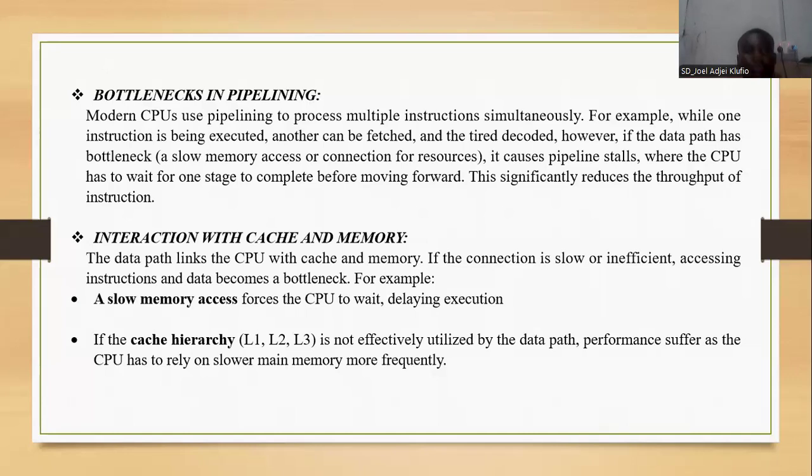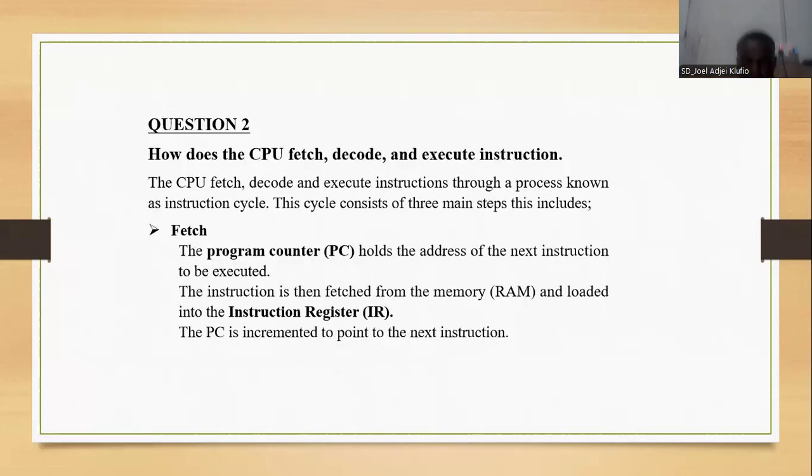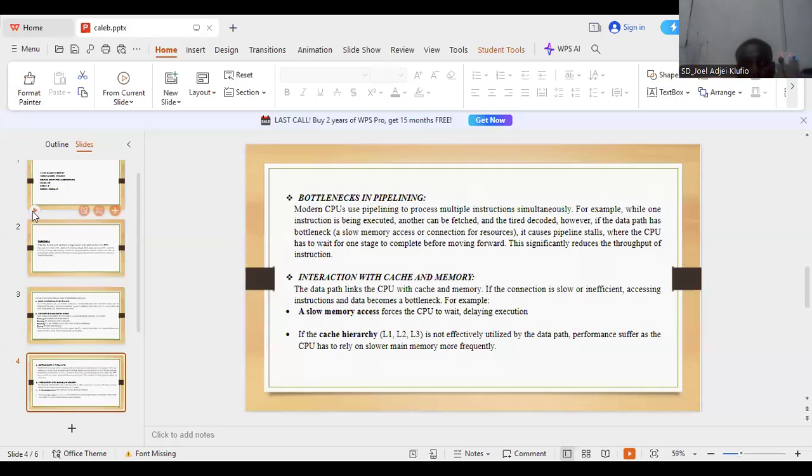Bottlenecks in pipelining. Modern CPUs use pipelining to process multiple instructions simultaneously. For example, while one instruction is being executed, another can be fetched and another decoded. What pipelining simply means is this: let's say you have three people doing three jobs.